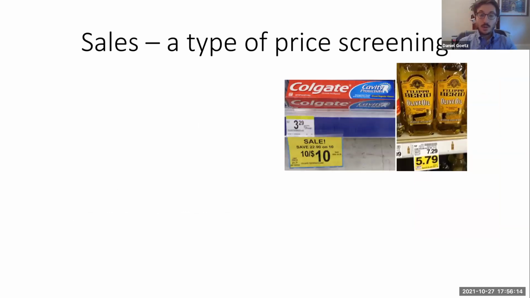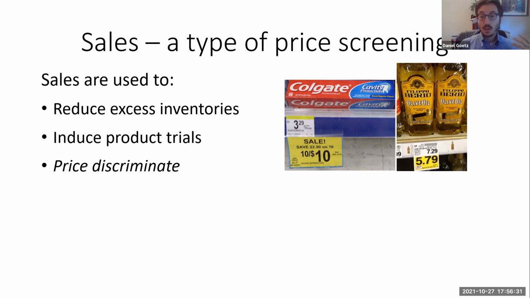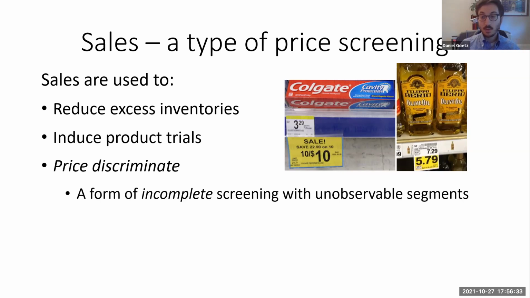Sales can serve many functions, like periodic sales, what we see at the grocery store when the sticker price goes down. They can serve many functions, but one function they also serve is a type of screening. They can reduce inventories and get people to try something out, but they can also price discriminate. So it's incomplete screening, and we have unobservable segments.